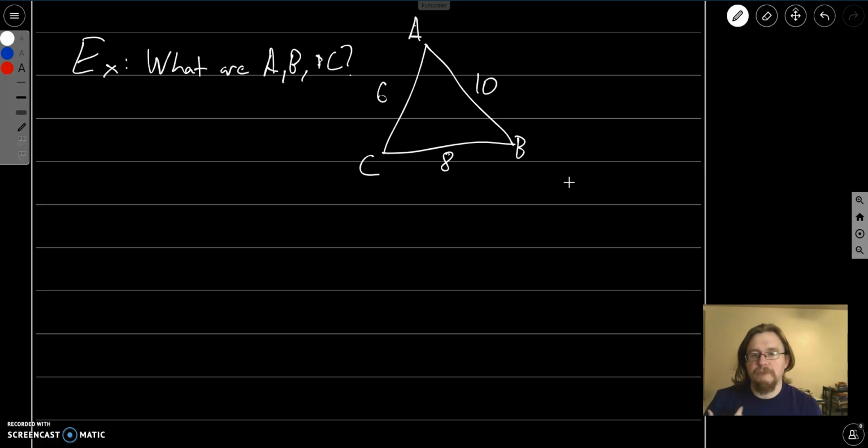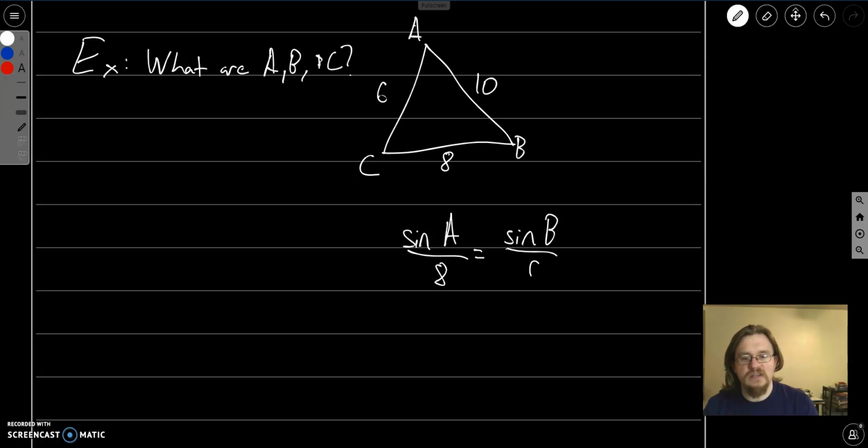Well, one attempt to find the angles of a triangle might be to use the law of sines. So what does the law of sines say? It says that the ratio of the sine of an angle to the opposite side, so here is going to be 8, is equal to the ratio of the sine of every other angle to its opposite side. So the sine of b over 6 is going to be equal to the sine of c over 10.